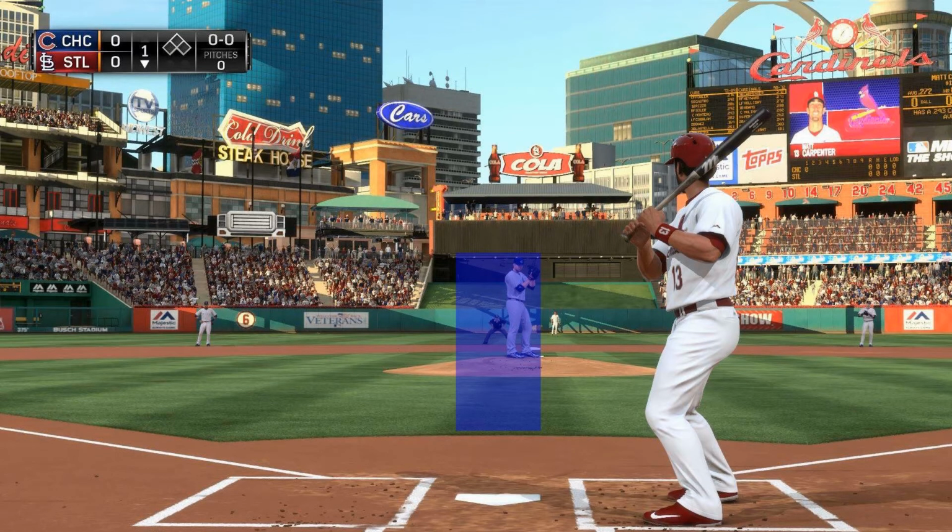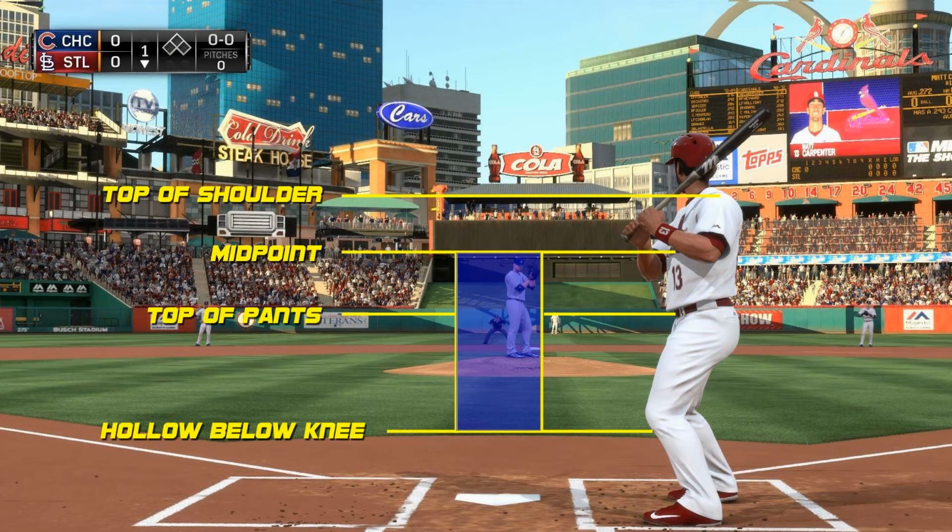MLB defines the strike zone as the area above home plate, starting at the hollow beneath the batter's kneecap and extending up to the midpoint between the top of his uniform pants, basically his belt buckle, and the top of the shoulders. Technically, since the ball only has to scrape any part of the plate, and since the baseball is charted at its center, you can add another 1.5 inches, the radius of the ball, all the way around.